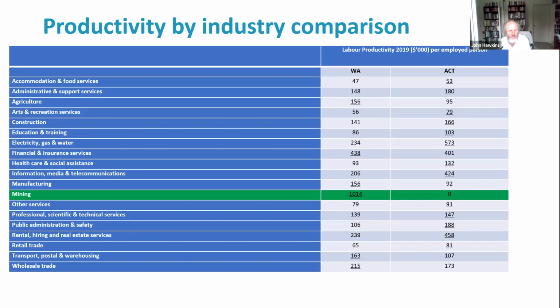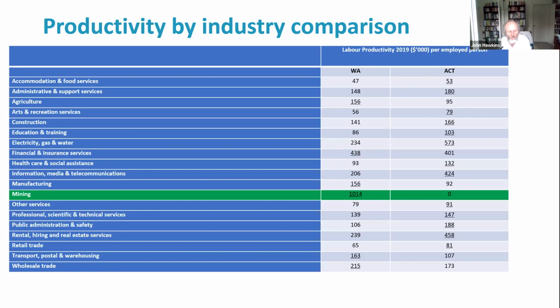So you see that it's got high labour productivity in education, but it's got high productivity in the IT sector, the information, media and telecommunications, where the labour productivity on average in the ACT is twice that in WA. Similarly, it's got a lead, albeit not a large lead, in professional, scientific, technical services, and also a big lead in public administration and even in real estate.